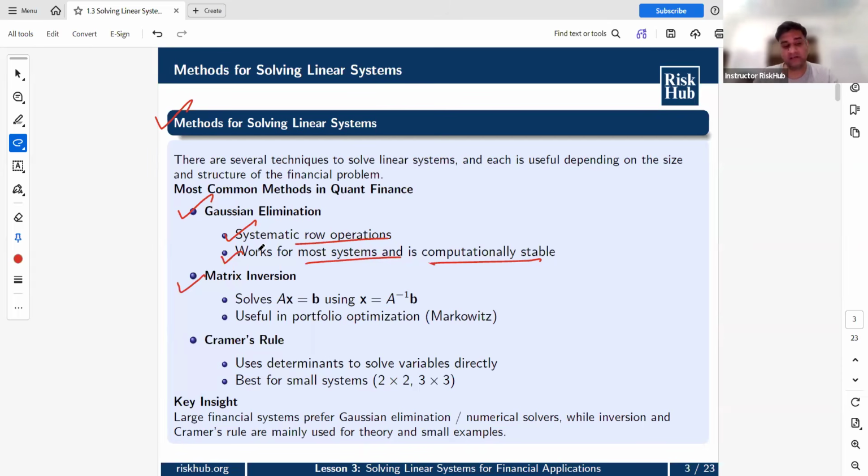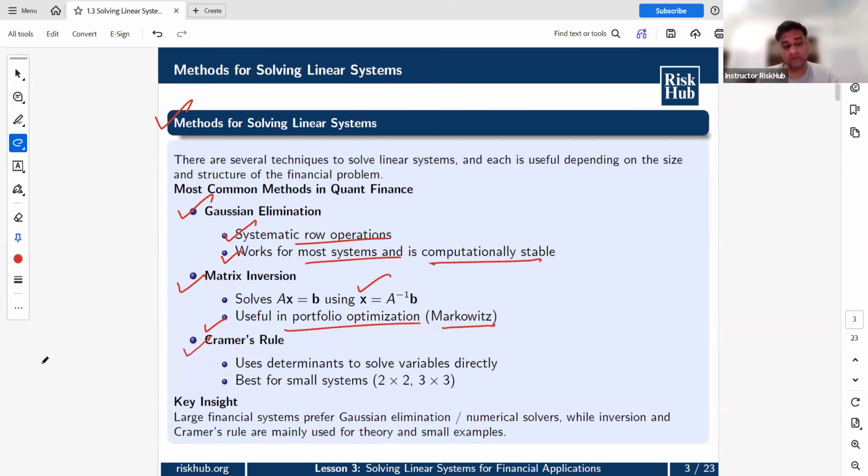Then we have matrix inversion. The slide gives you AX equal to B and uses X equal to A inverse B. Useful in your portfolio optimization, Markowitz. But in practice, it is very dangerous at scale. The simple idea conceptually looks elegant, right? And the important insight here is that real quant desks usually do not explicitly compute your matrix inverse. Instead, they solve directly because inversion is computationally expensive and numerically unstable and amplifies your noise. Right? Very important real world insight, right?